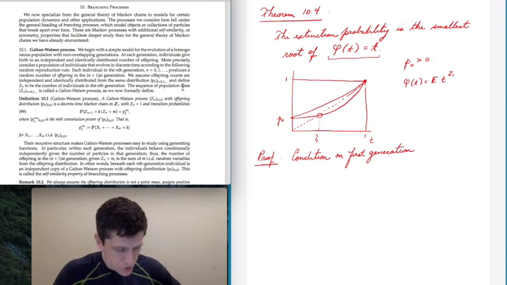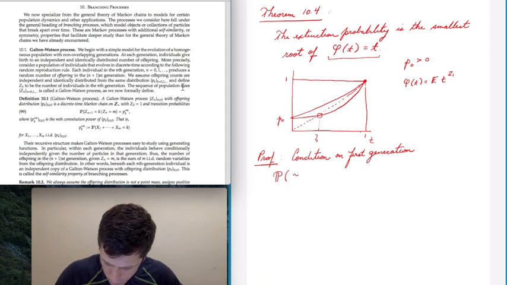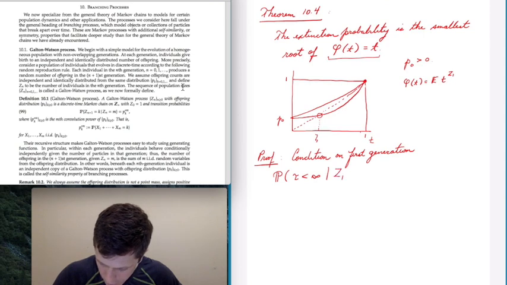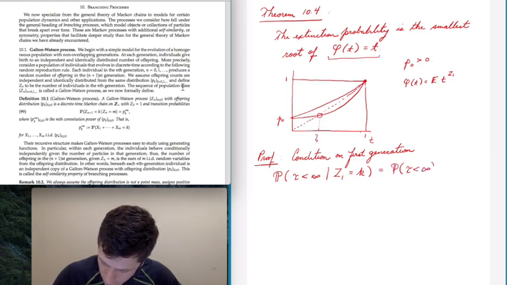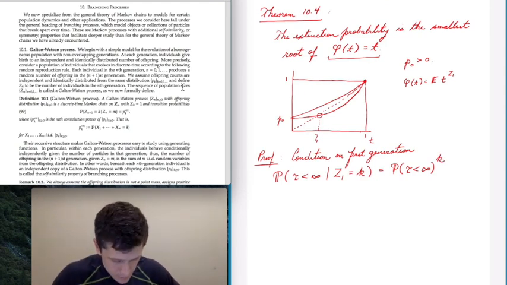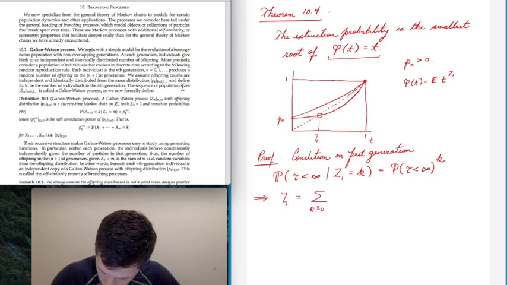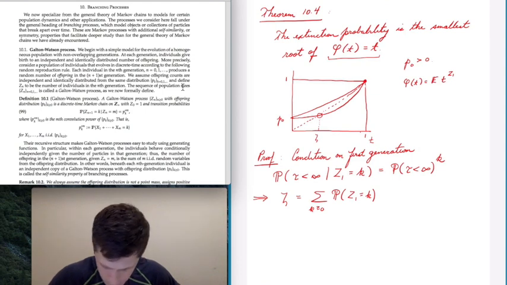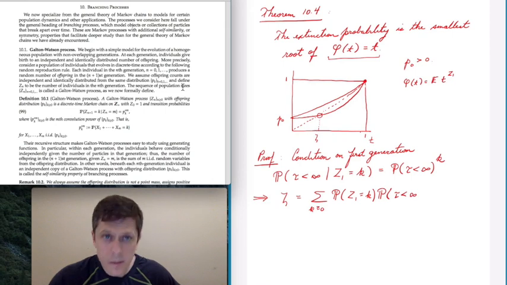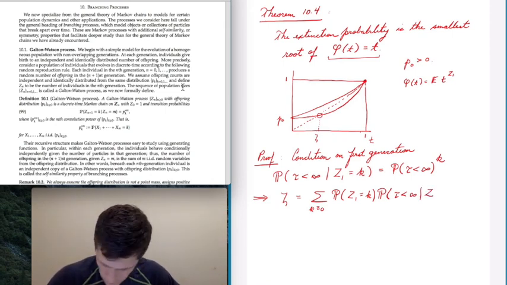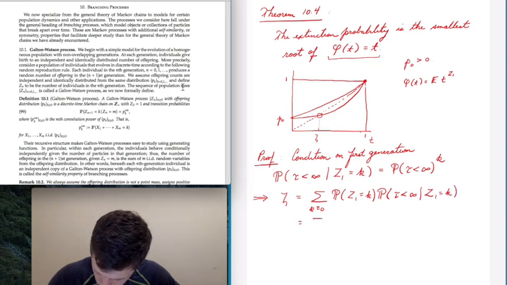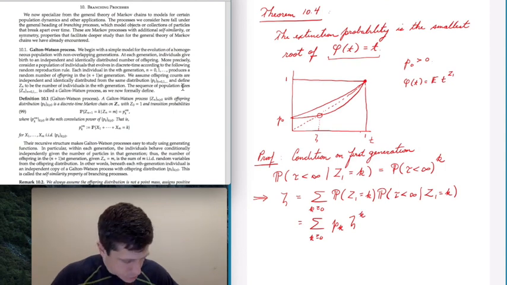And what do we get? What we're interested in is the probability of going extinct. So what's the probability of extinction given the size of the first generation? The probability of extinction given the first generation is the probability of extinction in each of the lineages, and they're all independent. We've already seen this. And so this gives us formally what we had already argued. By conditioning on the size of the first generation, what we get is exactly the relationship that we were looking for.